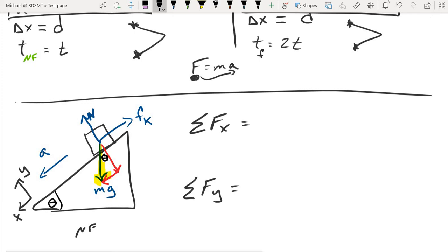So now we're ready to go. We're ready to put together the sum of forces. In the x direction, we have the component of weight, which is pointing downhill in the positive x direction. And then we have the kinetic friction force, which is pointing uphill. That's the negative direction. And that's it for the x direction. So these have to get together, and these will tell us how our mass accelerates down the incline.